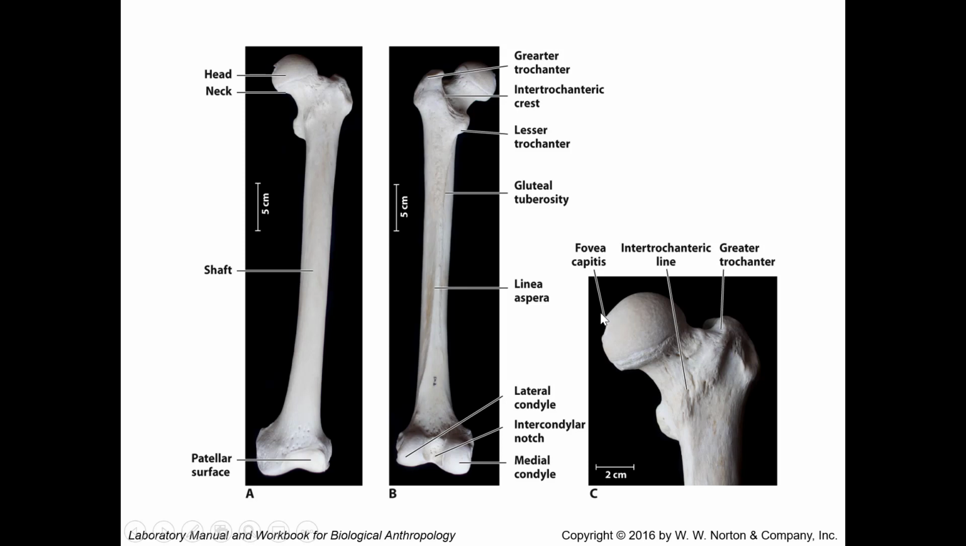Inside this fovea capitis, an important ligament will run between here and the acetabulum, and this will help keep the femur in place in the hip joint. Below the head, there is a constricted area called the neck of the femur, and this joins the head and the shaft. Right, so here is the neck. On the lateral side of the proximal end of the femur, there is a large projection called the greater trochanter. Right, so right here, you can see it better here.